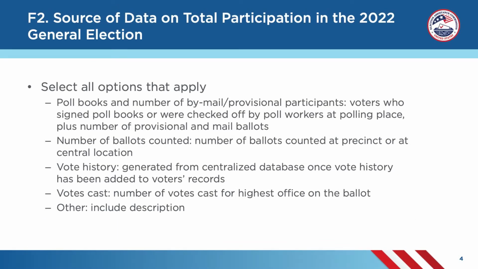Next, in F2, you'll report the source of the data you recorded in question F1. Select all the options that apply. These sources include poll books and the number of mail and provisional participants, the number of ballots counted, vote history, the number of votes cast for the highest office on the ballot, or other. If you select the other option, include a description of your data source.